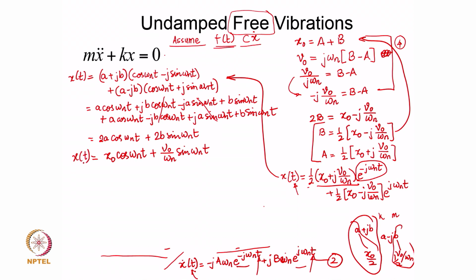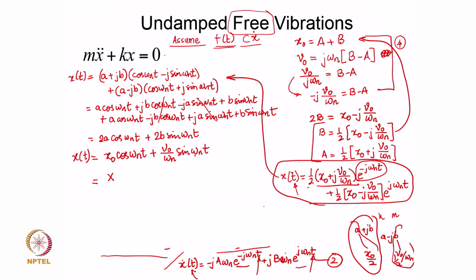Now, this is much more convenient than the expression that we started with or obtained first, right. It is much more compact in the form. In fact, if you want to further simplify this or write it in a different format, all of you are aware of what it actually is. A cos omega n t plus b sin omega n t is going to be square root of a square plus b square cos omega n t minus phi.